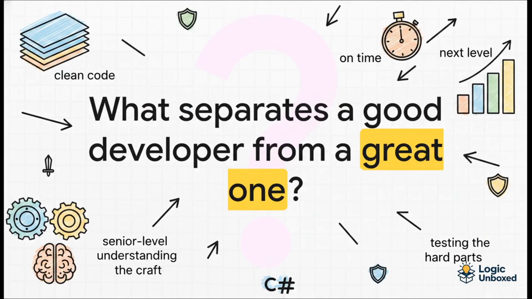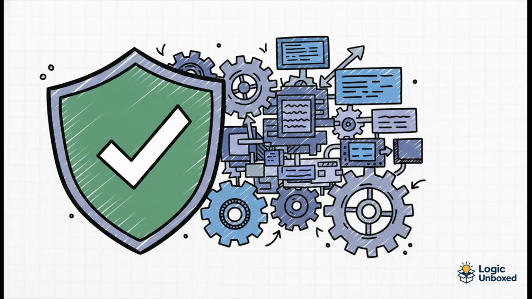So let's just ask that question right out of the gate. You're probably already writing some pretty clean code, you're hitting your deadlines, but what is that next level? What's the thing that really signals to everyone that you've got a senior level mastery of your craft? Well, a lot of the time, the answer is all about building a shield. It's the ability to write these incredibly robust, reliable tests that protect the most critical and the most complex parts of your application. That's what ensures the whole system just works, day in and day out.